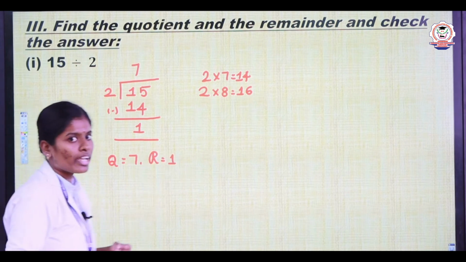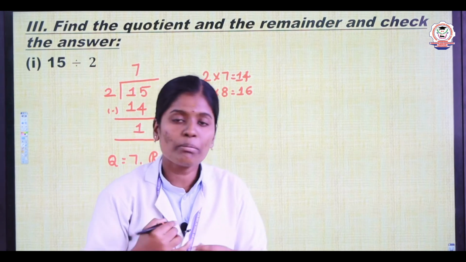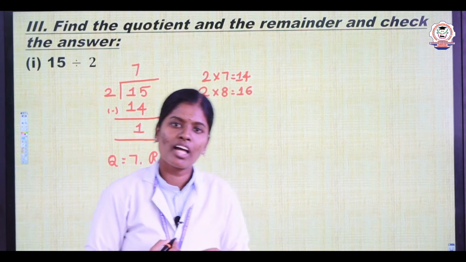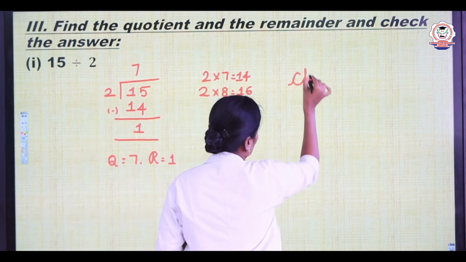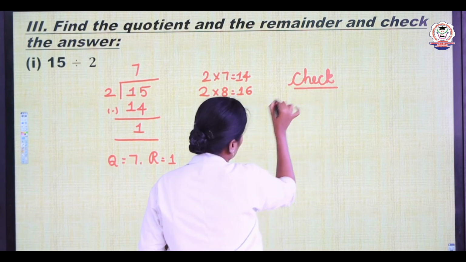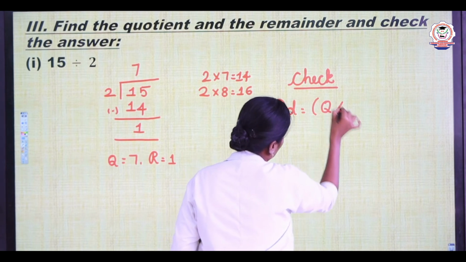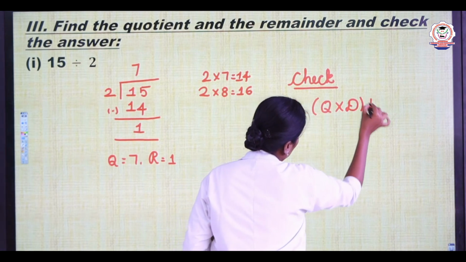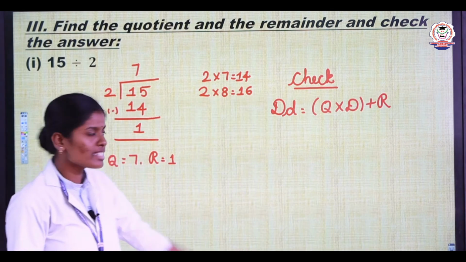So listen children, in the previous session I said what the checking division formula is. Now tell me Kiran, what is the checking division formula? Very good. The checking division formula is: dividend equal to quotient multiplied by divisor plus remainder.